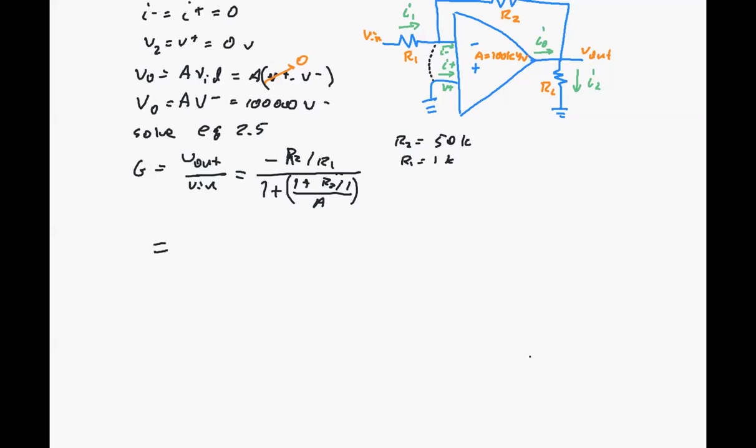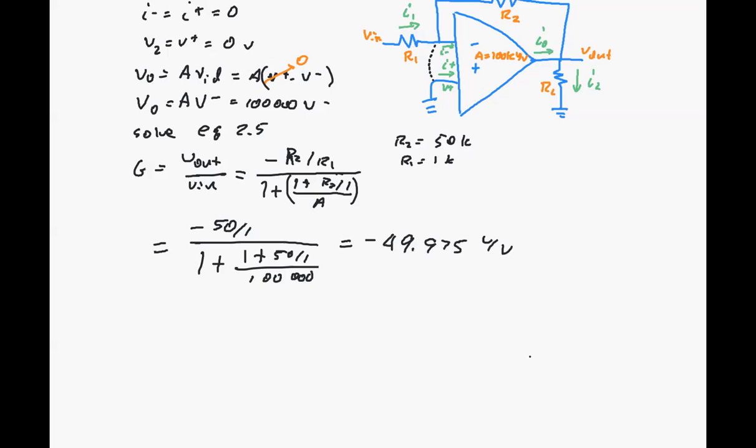So then we could substitute in numbers. We've got minus 50 over 1, over 1 plus 50 over 1 divided by 100,000. The ideal gain in this case would just be 50, right? 50 over 1. Now we get minus 49.975 volts per volt. Pretty close to 50, but it's not quite 50. And that means it'll cause a few changes.